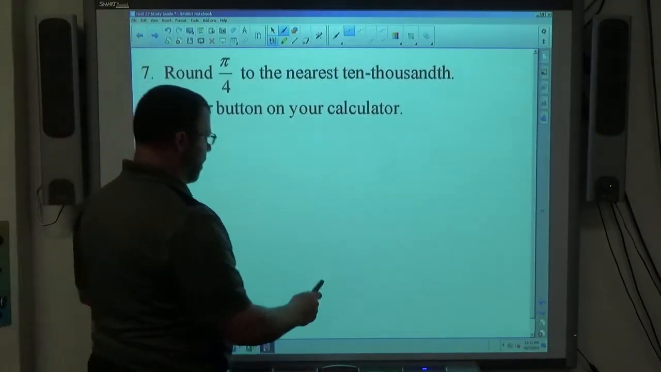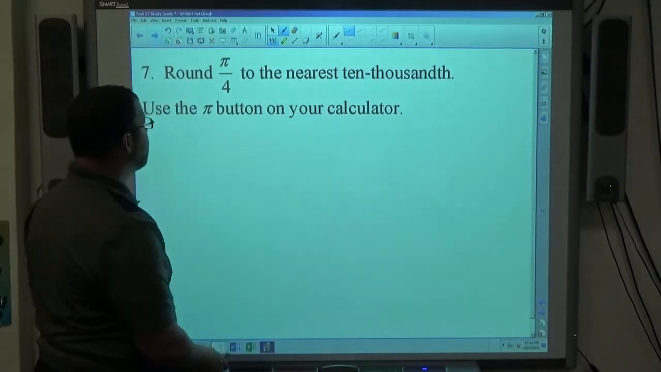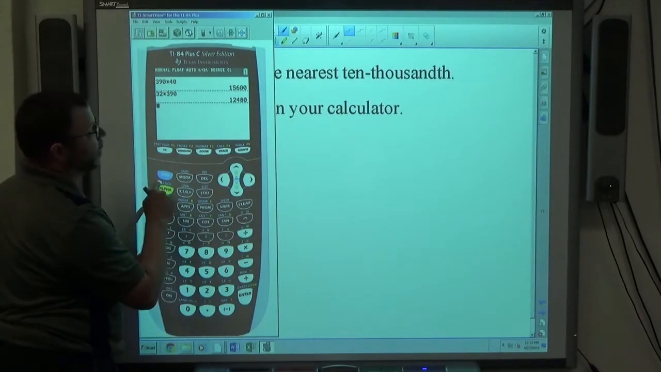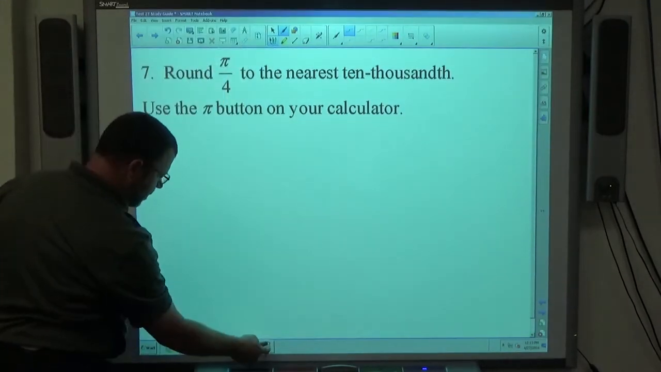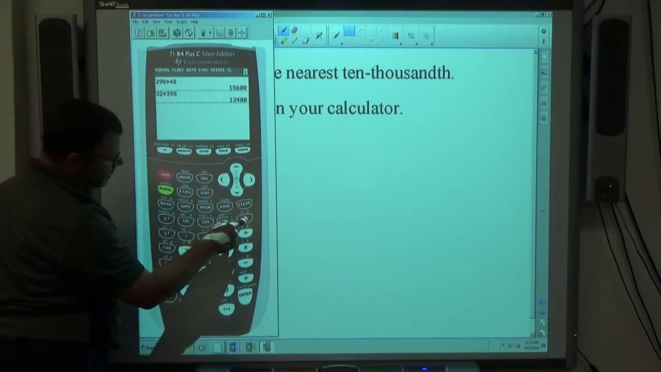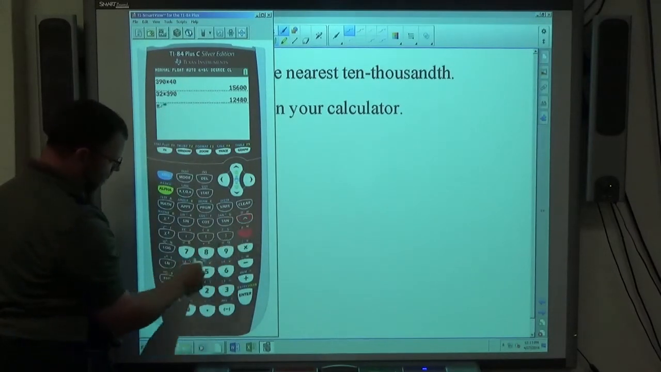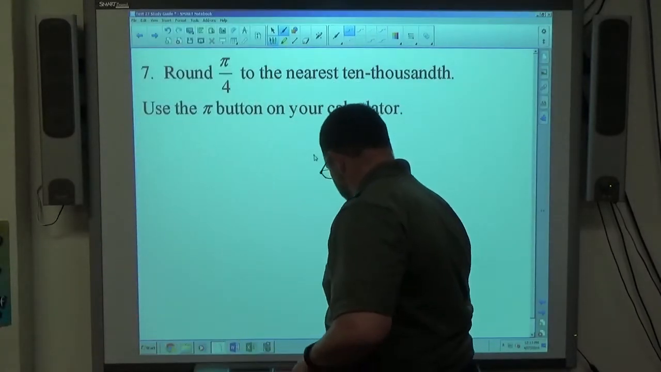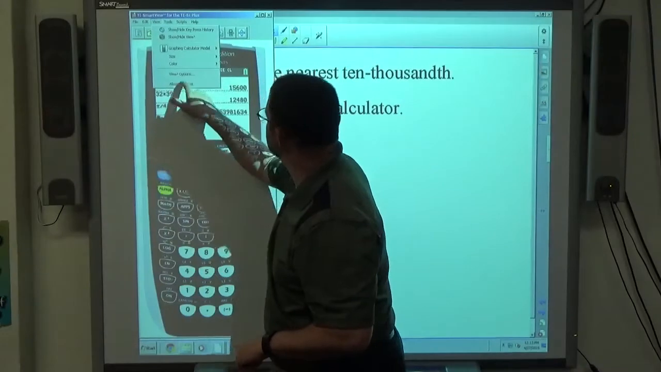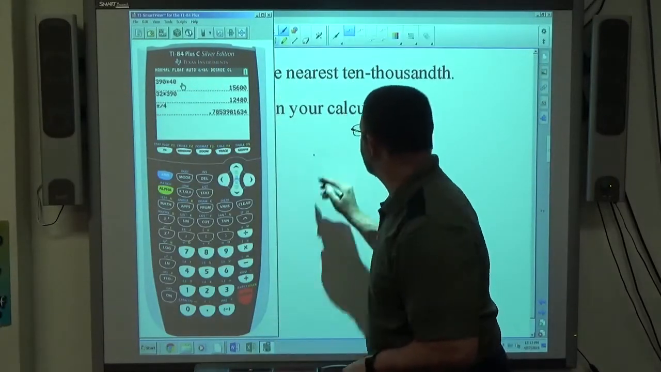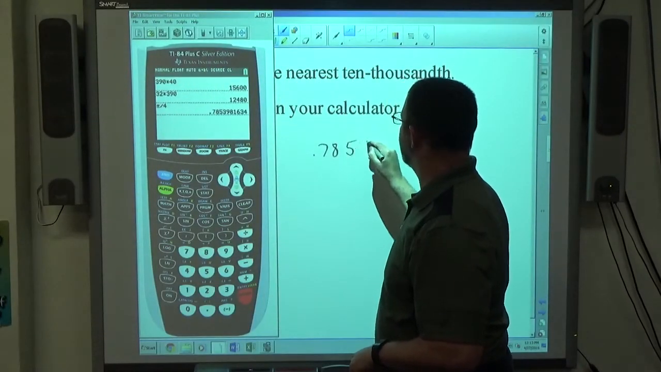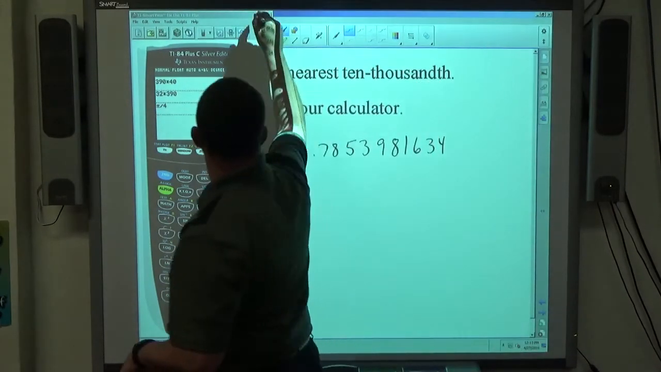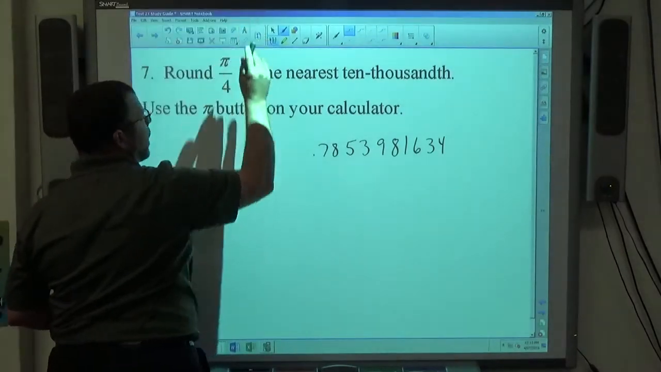Number 7. Round pi over 4 to the nearest 10,000th. Use the pi button on your calculator. So the pi button on this calculator is right here. And it's pi divided by 4, I believe is what it says. Yep. So if I type in second, that gets me the pi button, divided by 4 equals. And that comes out to 0.7853981634. Okay, go as many decimal places as my calculator will display. Write it on my paper.